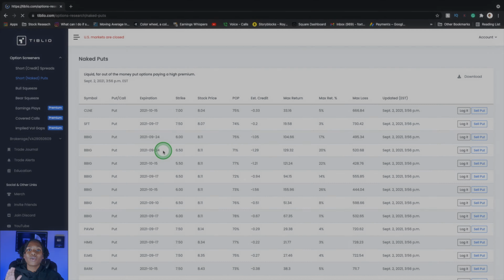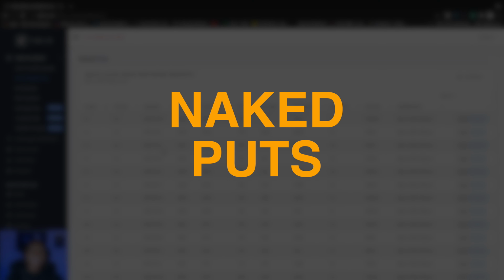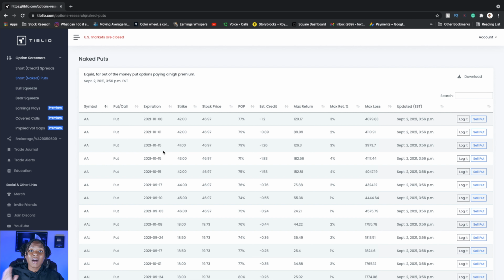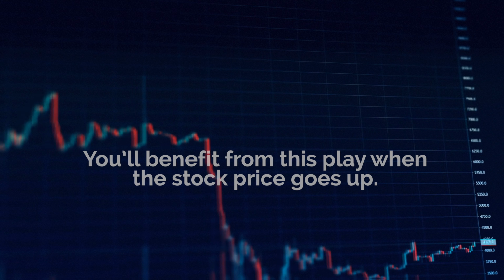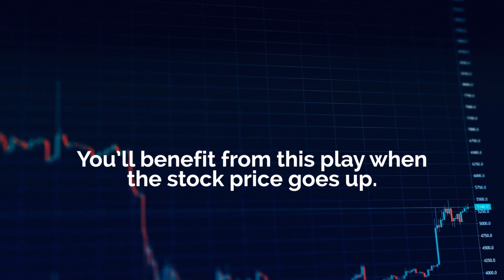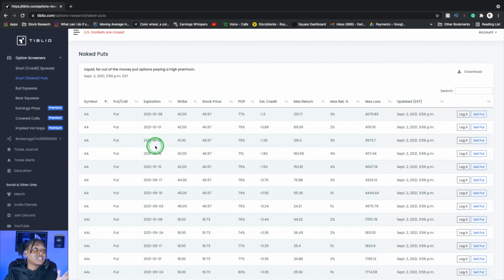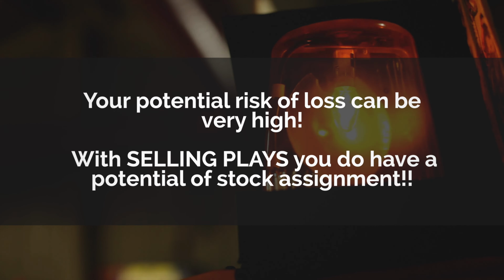Next is going to be the short naked puts. That's basically just selling put options. It's called naked because in this play, you don't actually own any of the shares. You're going to benefit from these types of plays when the stock price goes up. And you'll see they have a similar setup to the credit spreads. Now, sometimes this can be a very risky play because your potential risk of loss can be very, very high.